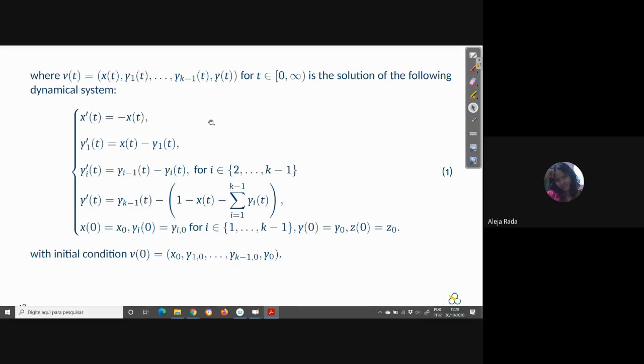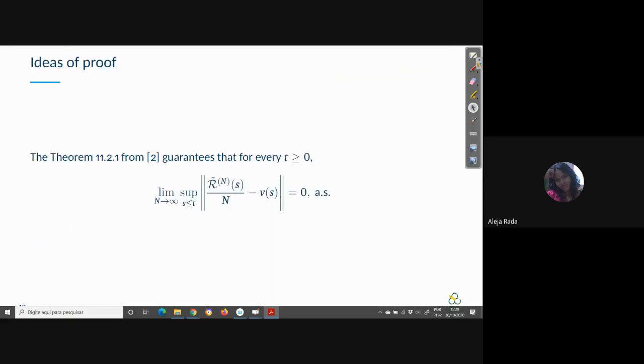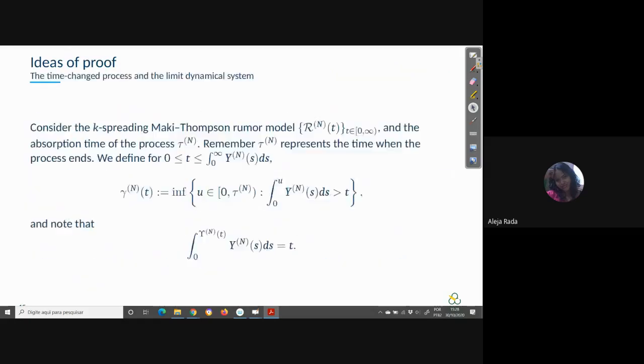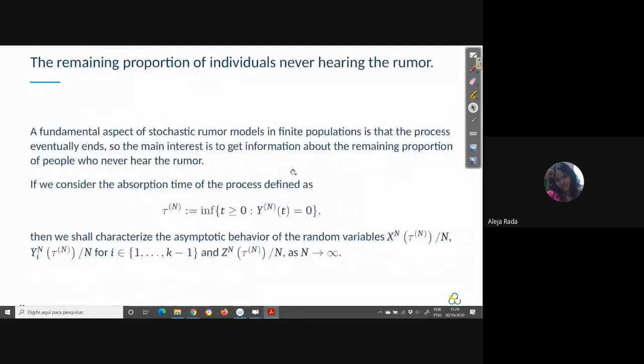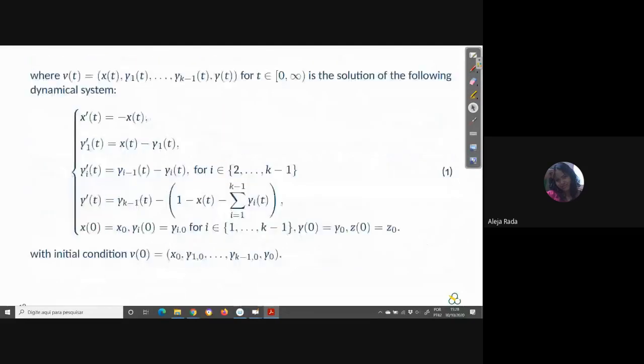So what are we going to do? We're going to find the solution of this dynamical system with this initial condition, the condition that we showed you here. We assume that this limit exists. This is the initial condition for the dynamical system. So we find the solution of this dynamical system, and we find the proportion that we want to find.